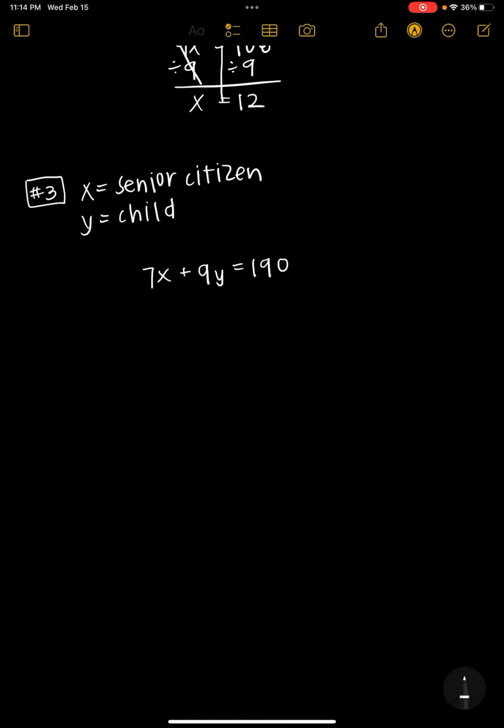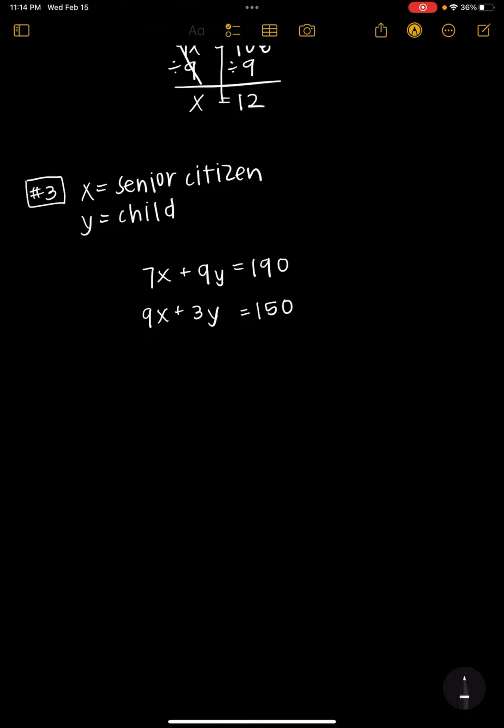Then on the second day, he took in $150, so that automatically is going to be the right-hand side of my equal sign, with 9 senior citizen tickets and 3 child tickets. So 9x plus 3y.